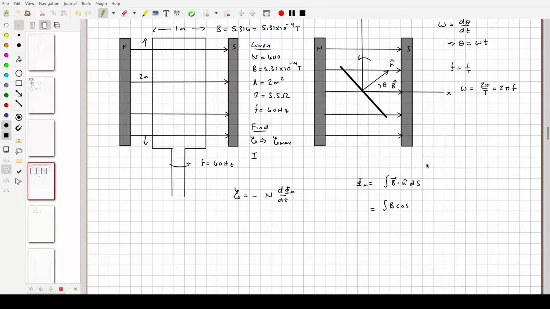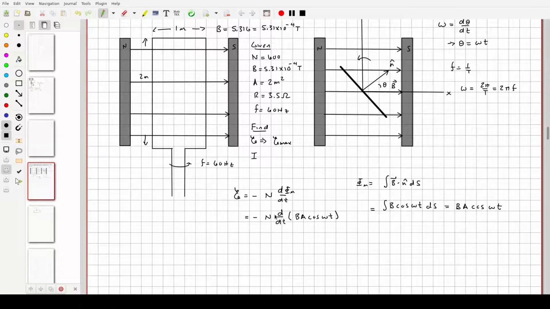Now, theta is omega times t. And then we have dS. Now, here's the deal, though. B is constant, and our cosine here does not depend upon area. So we can pull all that stuff out, which means that you're just integrating the area, which is the same thing as just asking what the area of our loop is, which is A. So this right here literally is the same thing as B times A times cosine of omega t. So my EMF here is minus n times the derivative with respect to time of this, which is B times A times cosine of omega t.